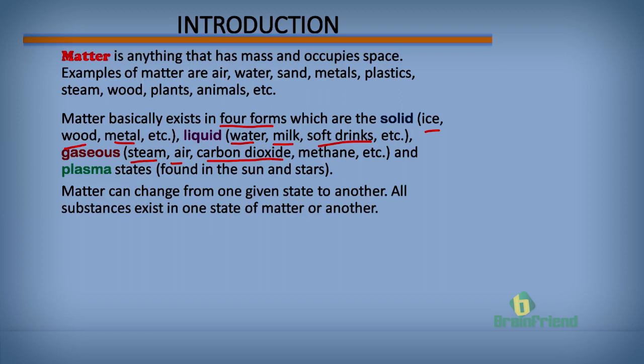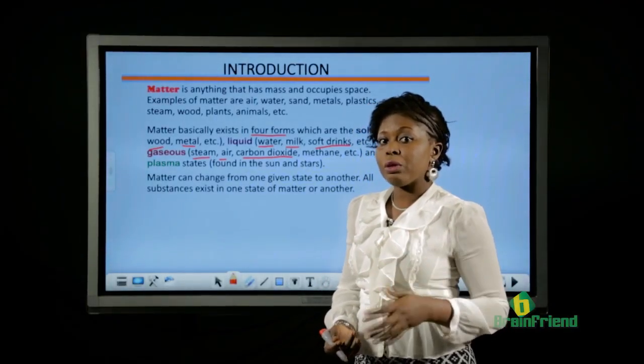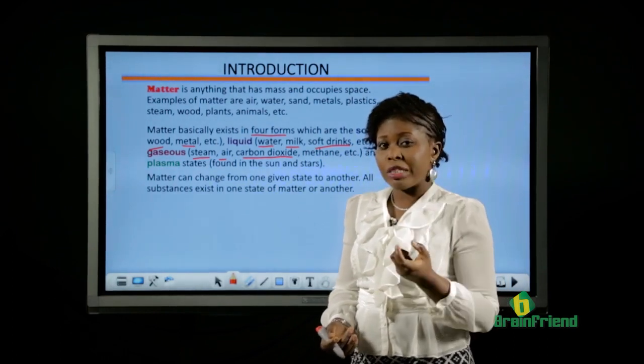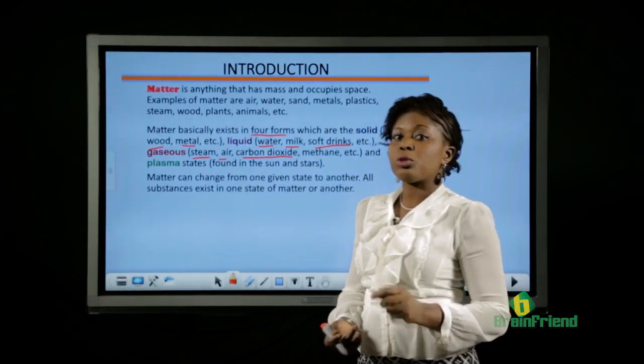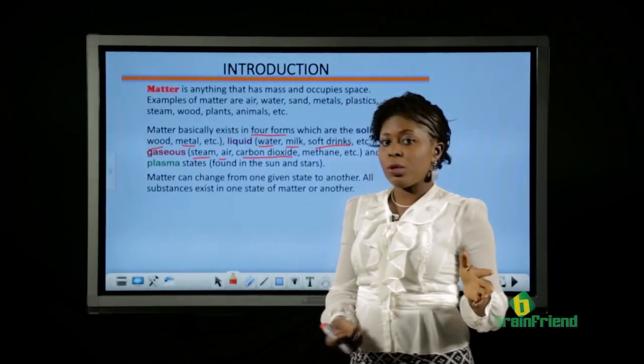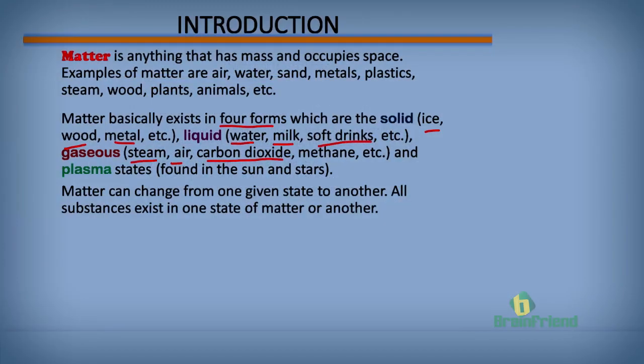How do we know that? If you get a balloon and weigh it without air, by the time you blow air into it and weigh it again, you see that the weight of that balloon has changed. And if you want to know the exact weight of the air you've blown into that balloon, all you need to do is subtract the initial weight of the balloon itself from the final weight of that balloon. Whatever you get is the weight of air that you have blown into that balloon. So air is a gas, and it has weight, it occupies space, along with other gases like carbon dioxide, methane, steam.